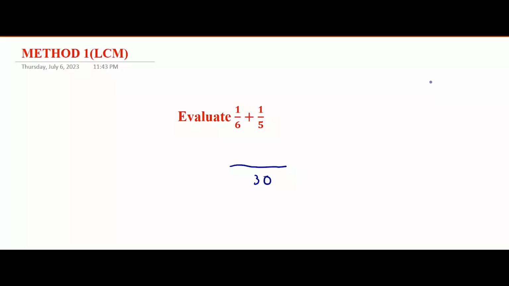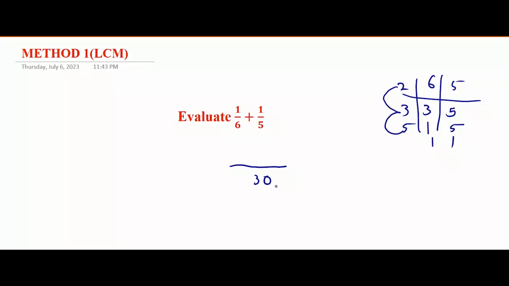Alternatively, you can just write 6 and 5 here. Then you look for a number that can go in either 6 or 5. In this case, 2. 2 goes in 6 3 times. 2 cannot go in 5, so we'll repeat 5. The next one is 3. 3 can go in 3 once. 3 cannot go in 5, we'll repeat 5. And finally, 5 can go in 5, so you have 1 and 1 here. So that means the LCM is 2 times 3, 6, 6 times 5, 30.